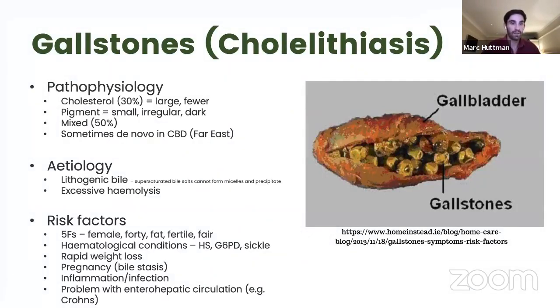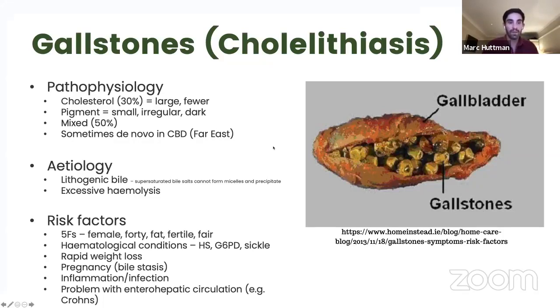So cholelithiasis, continued pathophysiology. We have different types of gallstones. They can be made up of different things. They can be made up of cholesterol, which are usually a bit larger and fewer, or they can be made up of pigment, which usually has more heme in it, so they'll be smaller, more regular, and darker. Mixed is the most common, where it's a little bit of both, but predominantly cholesterol. They usually form in the gallbladder and then can travel through the cystic duct down the common bile duct, which is more common in the West. But in the Far East, you can actually get gallstones which develop de novo in the common bile duct itself.